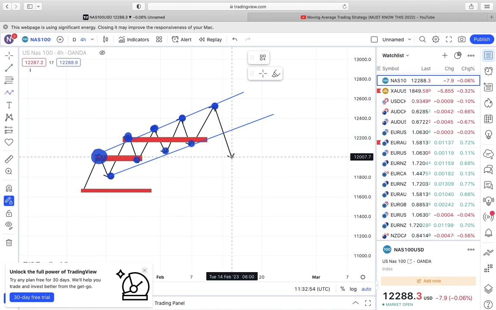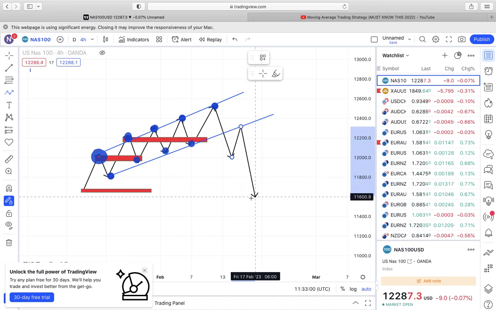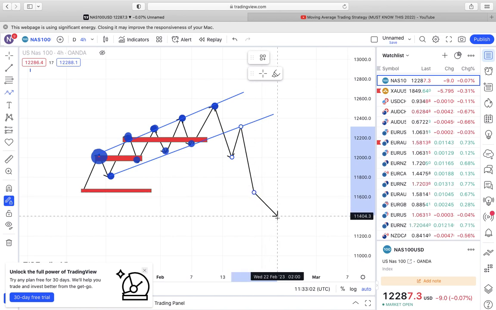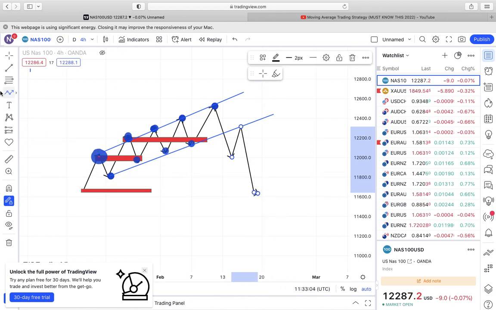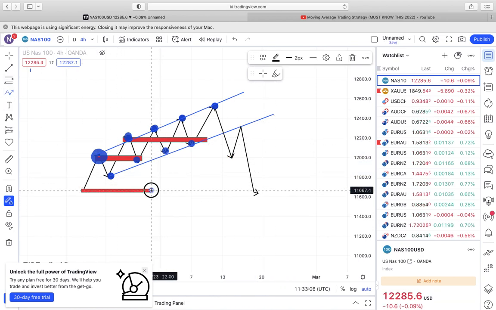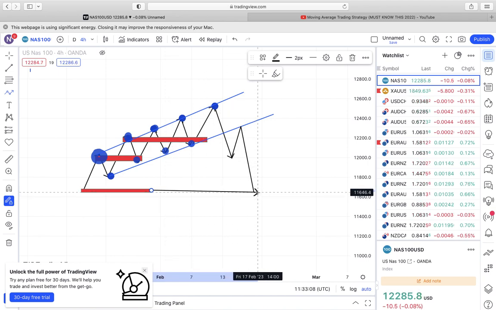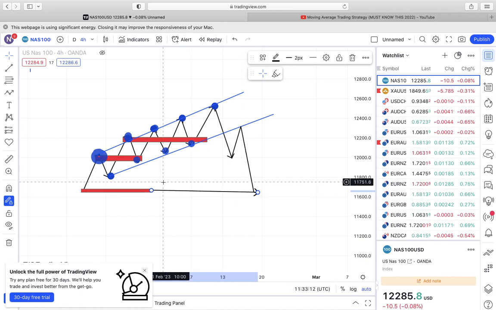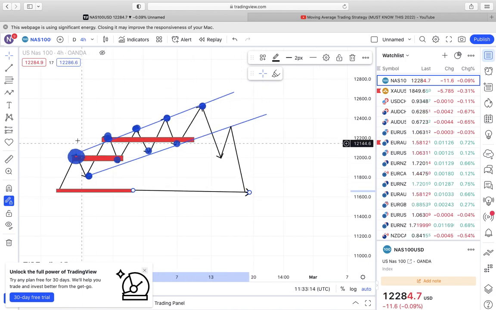There's something I need to explain. Now this is the market. Let me say the market was somewhere here. When the market was here, this one was where the market was.